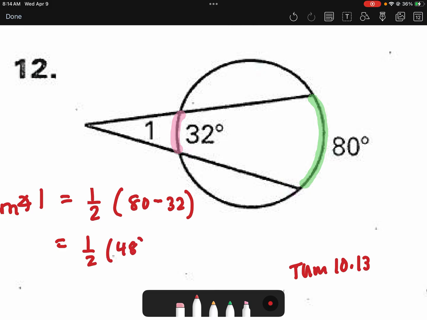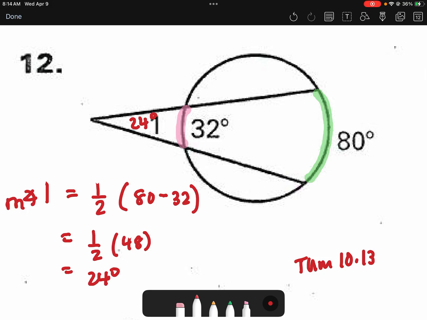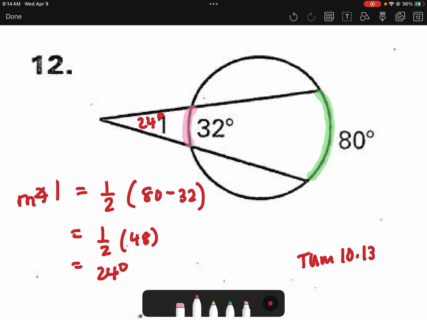So what's half of 48? It would be a 24-degree angle. That's how theorem 10.13 works. Okay, now maybe in some future examples you don't have those 2 numbers. That's why I started with this one, because it's a little bit easier.